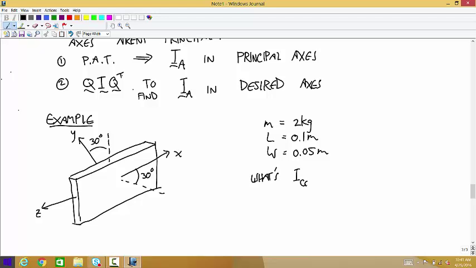What's the moment of inertia about the center of mass in the axes shown? Right, we're just doing it about the center of mass.